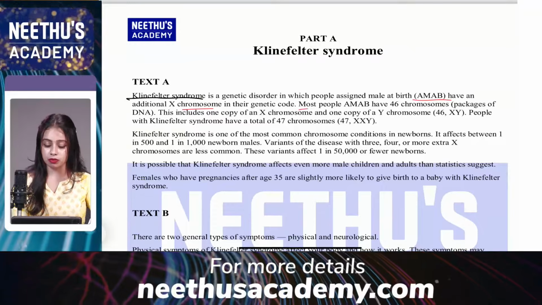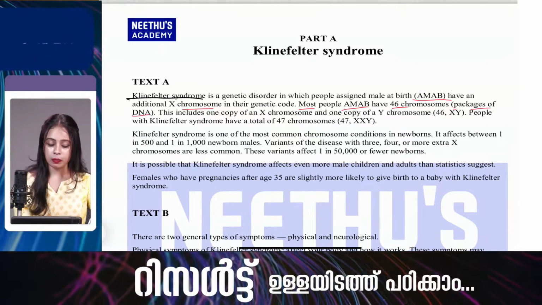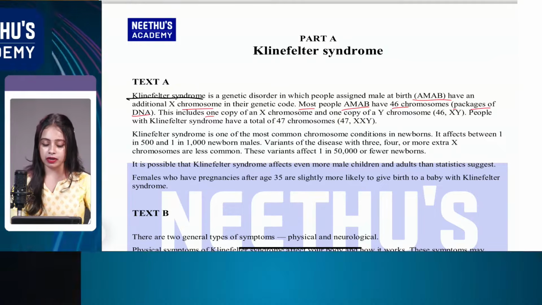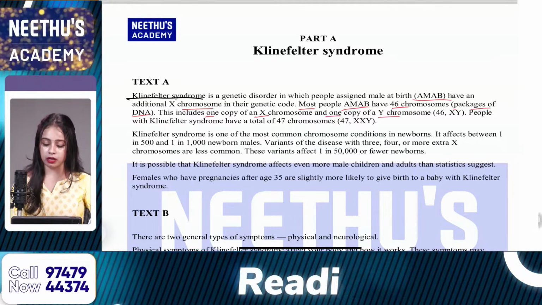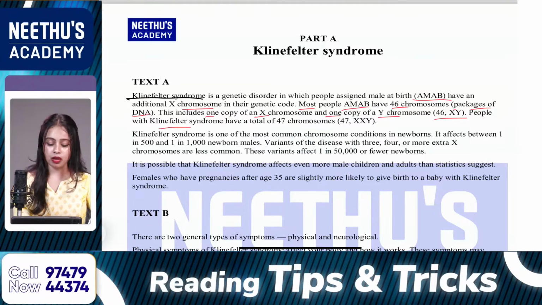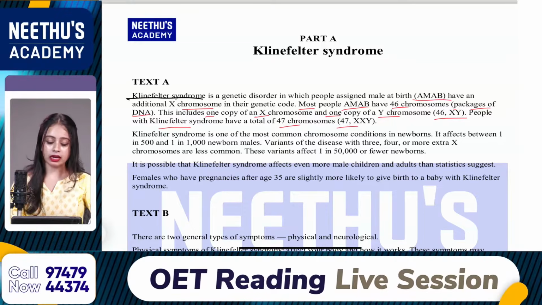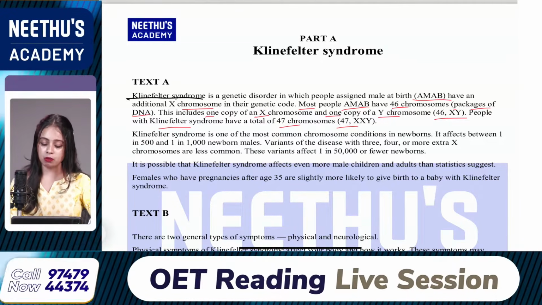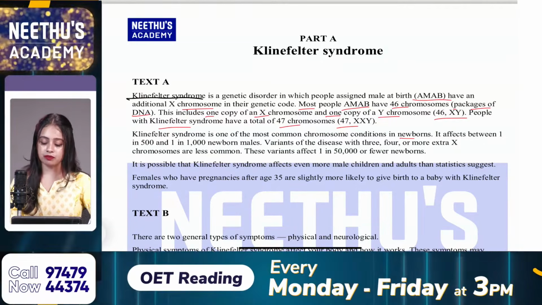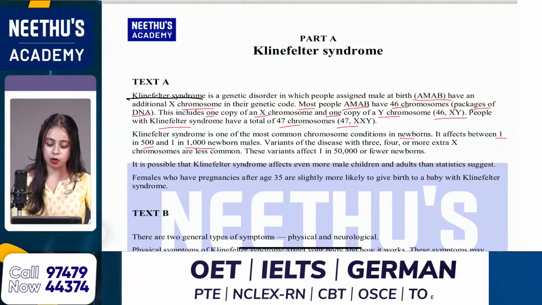Most AMAB have 46 chromosomes, packages of DNA. This includes one copy of an X chromosome and one copy of a Y chromosome, 46XY. People with Klinefelter syndrome have a total of 47 chromosomes, 47XXY. Klinefelter syndrome is one of the most common chromosomal conditions in newborns. It affects between 1 in 500 and 1 in 1000 newborn males.